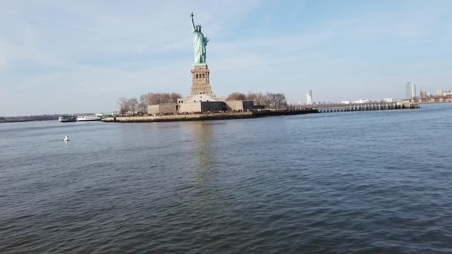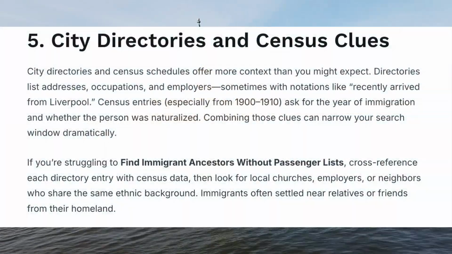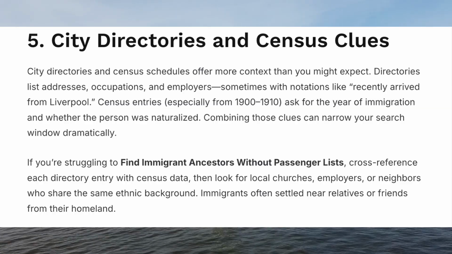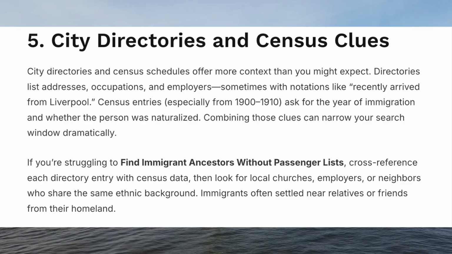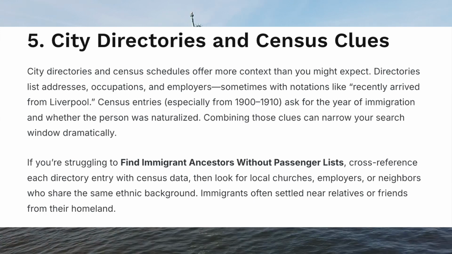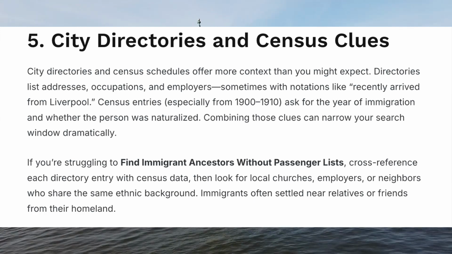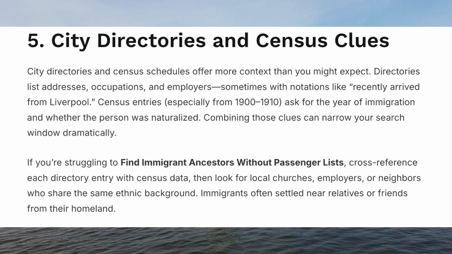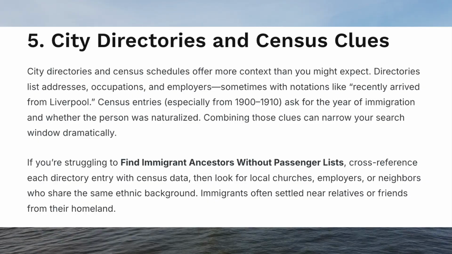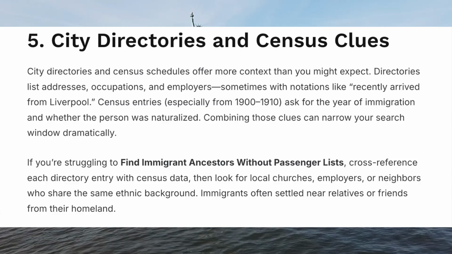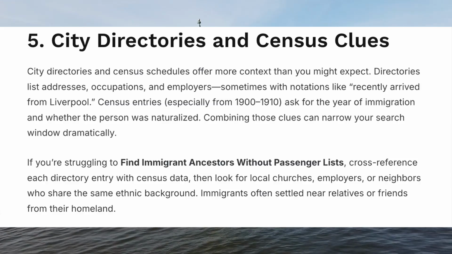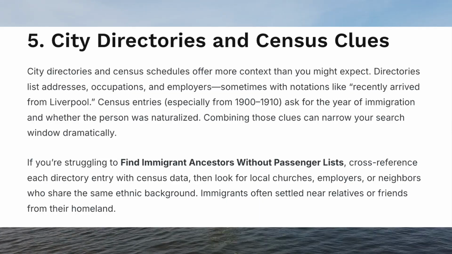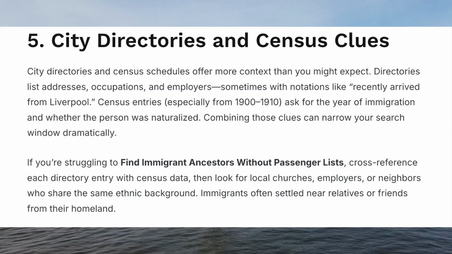Okay, so I'm going to leave it at that. Whet your appetite. Let's get into number 5, city directories and census clues. Oh boy, I love city directories so much. City directories and censuses offer more context than you might expect. These directories list addresses, occupations, employers, and sometimes notations like "recently arrived from Liverpool." Census entries ask for the year of immigration and whether the person was naturalized.